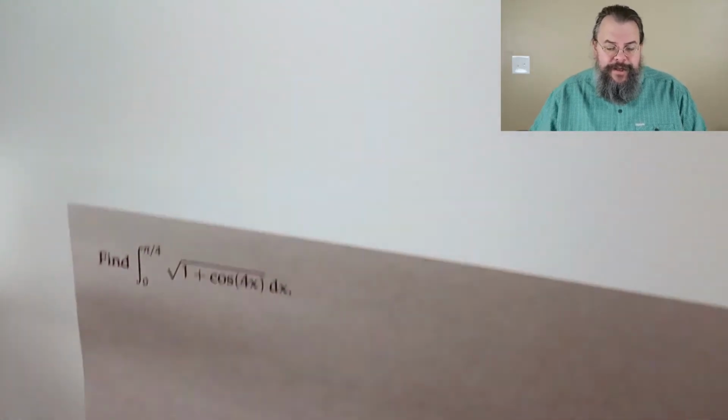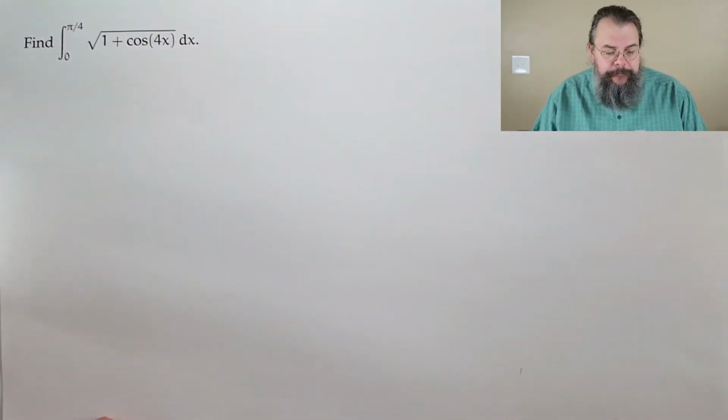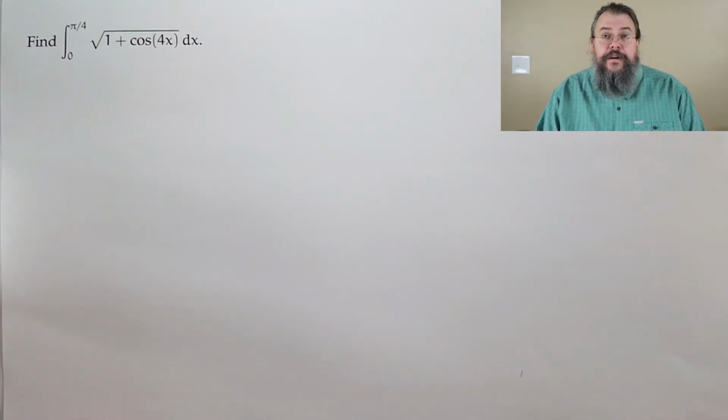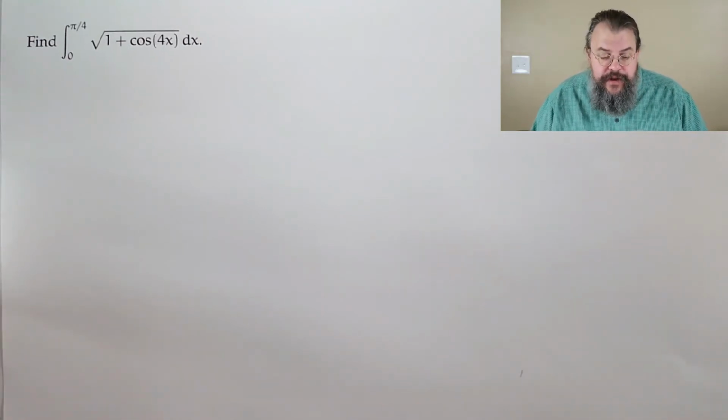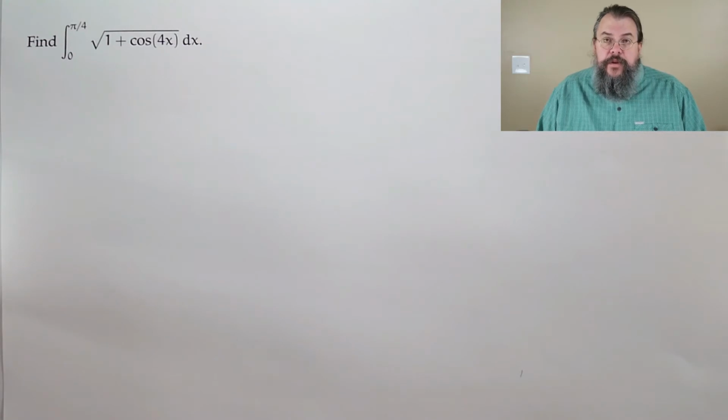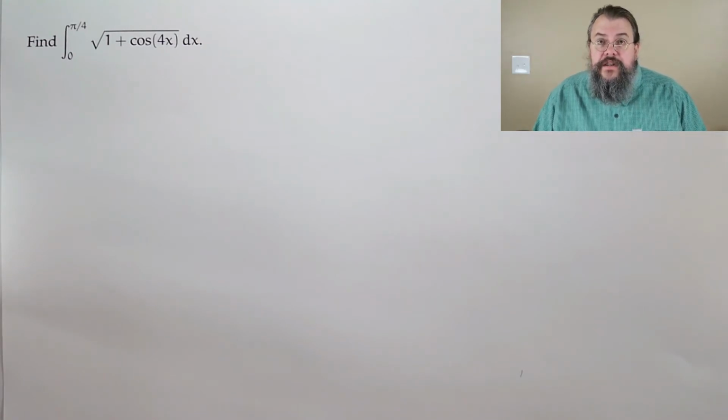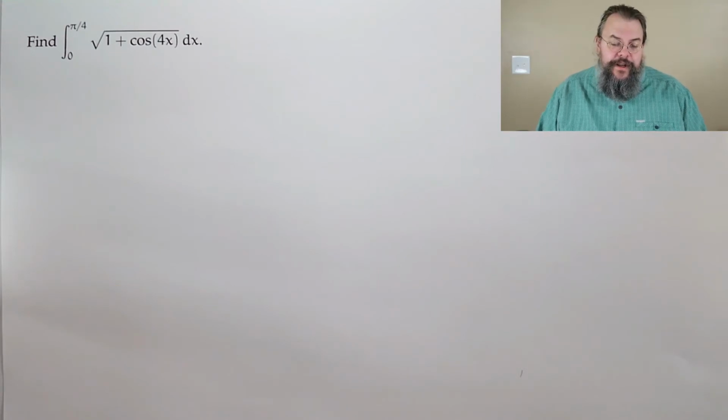Okay, well, of course, there's always more. Just when you think you've had the last of the fun problems, there's another one coming. Okay. So, find the integral from 0 to pi fourths of the root of 1 plus cosine 4x dx. All right. Well, that looks like fun. Let's see. What can we do?